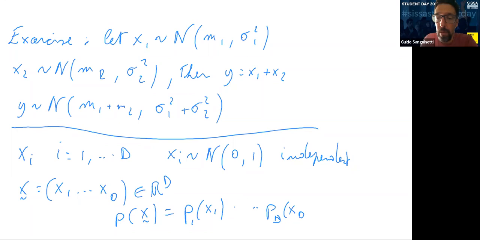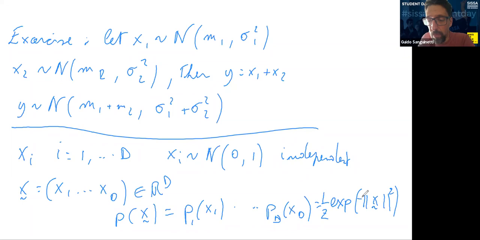And by a trivial calculation, I can rewrite it as, each of these is an exponential of minus x_i squared. So I can rewrite it as 1 over Z exponential of minus the square norm of x over 2. Okay, so this is my simplest type of multivariate normal distribution, the one which has zero mean and spherical unit variance.